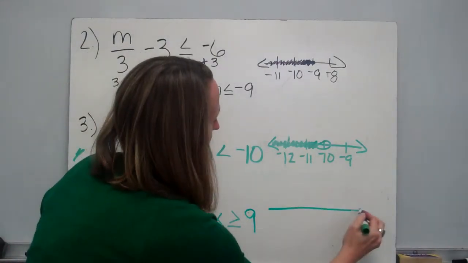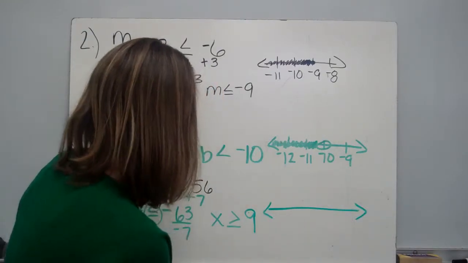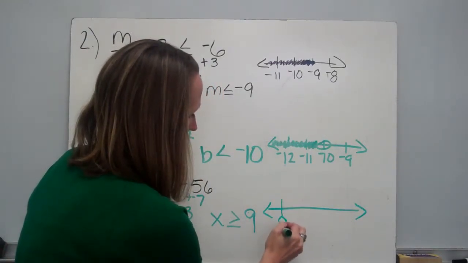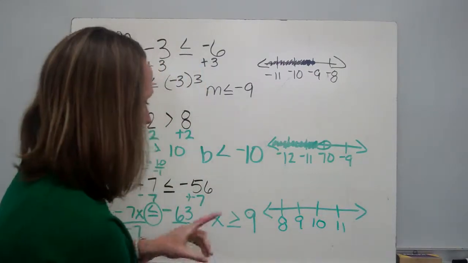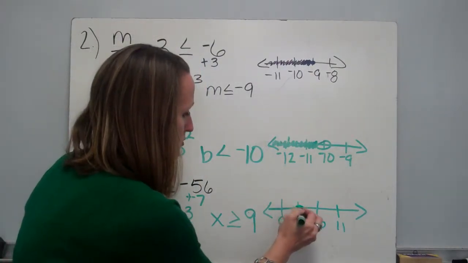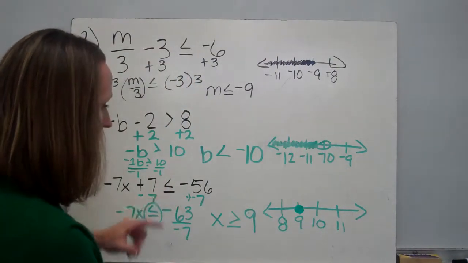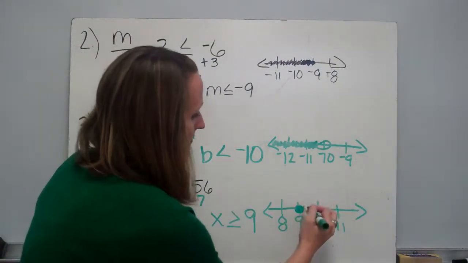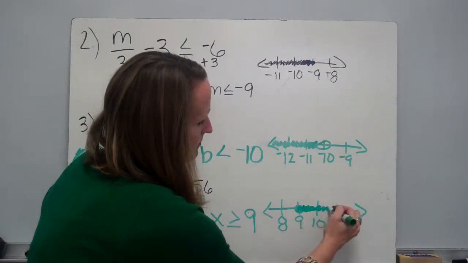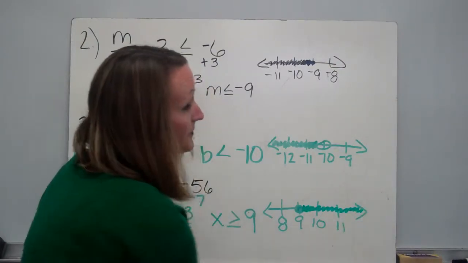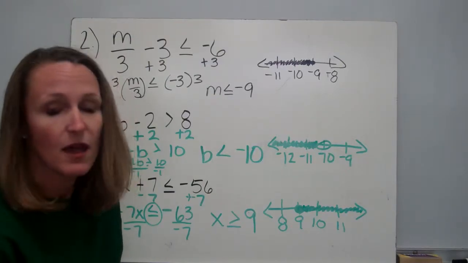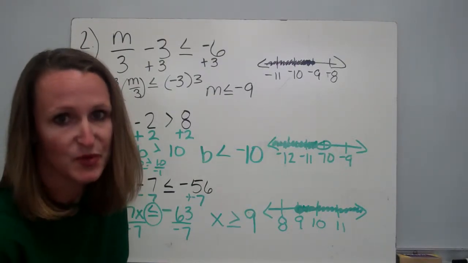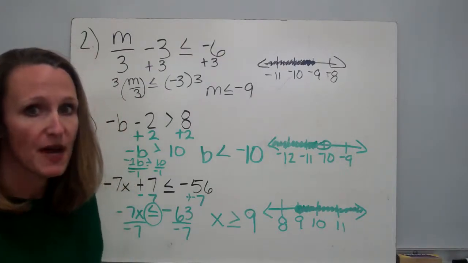So when we graph that, 8, 9, 10. This time it is a closed circle because I did not create that, and I'm going to graph that way. That is how you graph two-step inequalities. Remember, once again, I flipped over my symbol when I multiplied or divided by a negative.